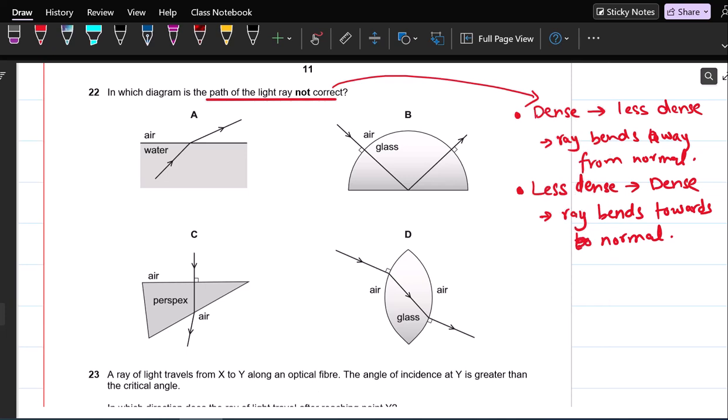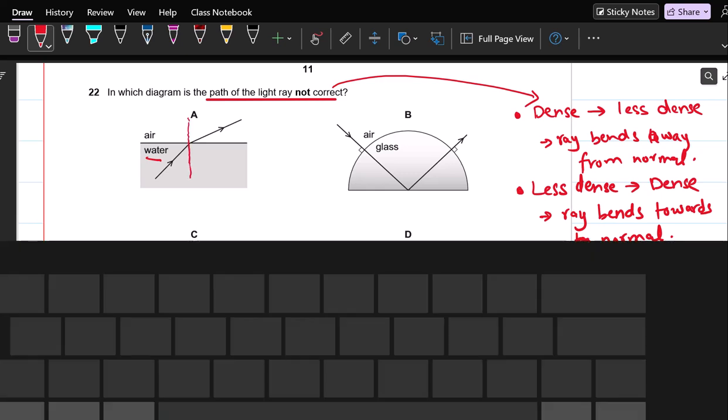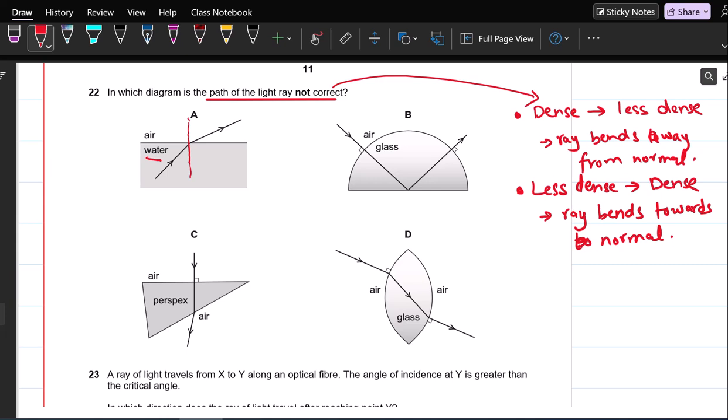Water is denser, air is less dense. If I draw a normal line here, it is going away from the normal. This option is correct, by the way. Again, if you see here, I draw a normal here. Total internal reflection is a thing. This is also right, by the way. Yeah, it is right. If you see here, it will pass straight. Here I draw a normal line, dense to less dense. It is going away from the normal. Yes, it is right.